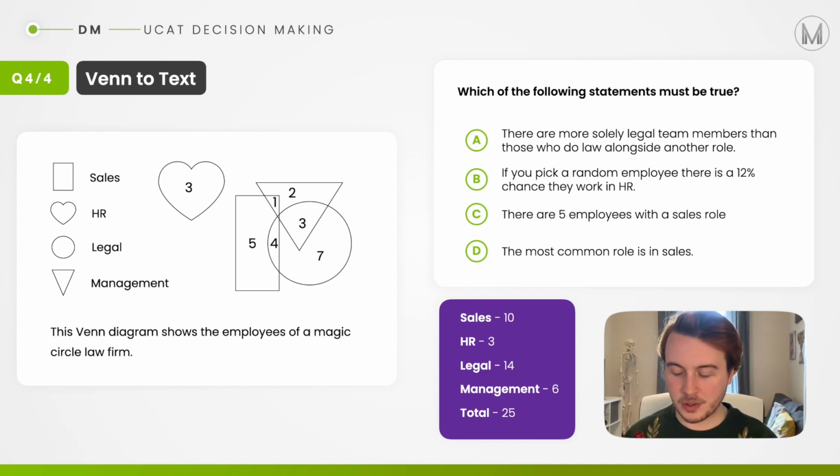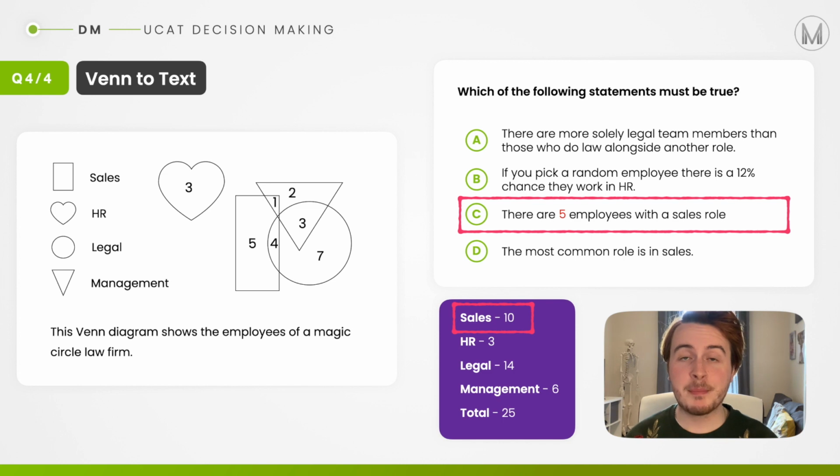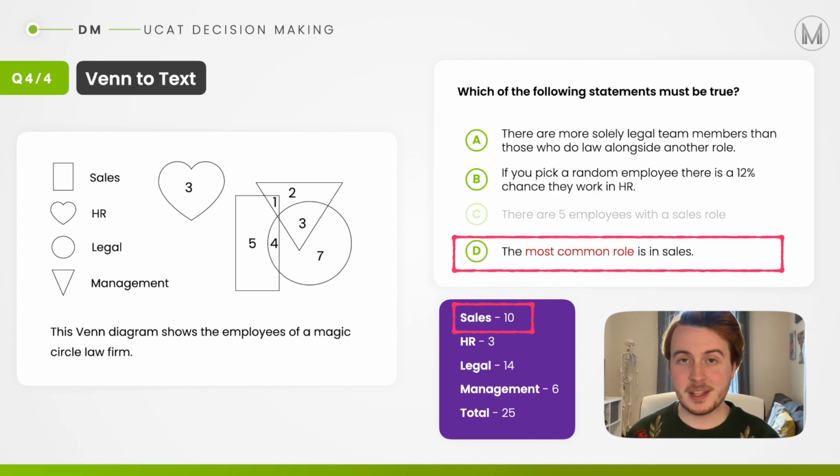Brilliant, so let's just start going through our statements. And again, pick the one that's easiest for us to determine. So that's one that only refers to one of those categories. So we've got C going on there. There are 5 employees on a sales role. Don't know who's chatting that, but it's wrong. There are 10 people in a sales role. So we can absolutely rule that one out immediately.